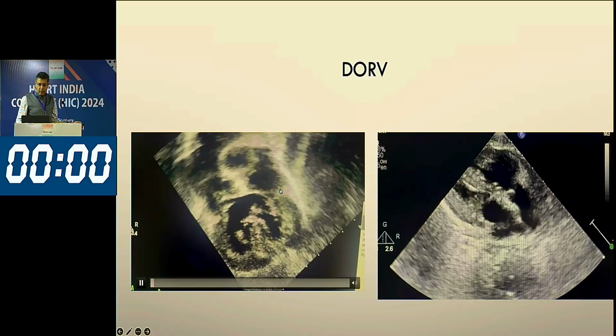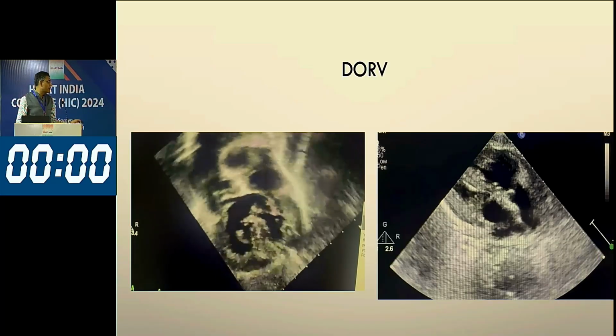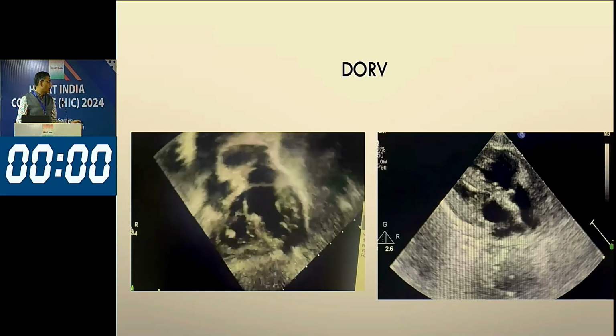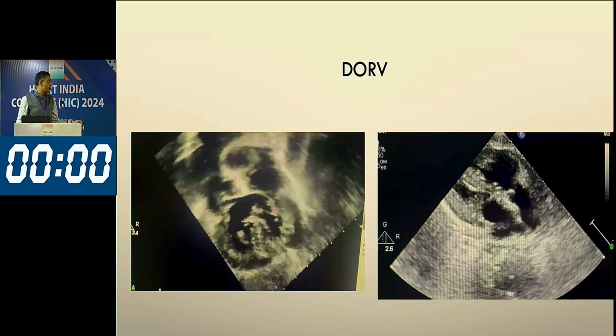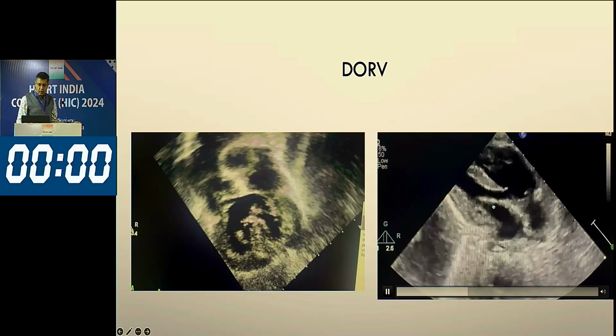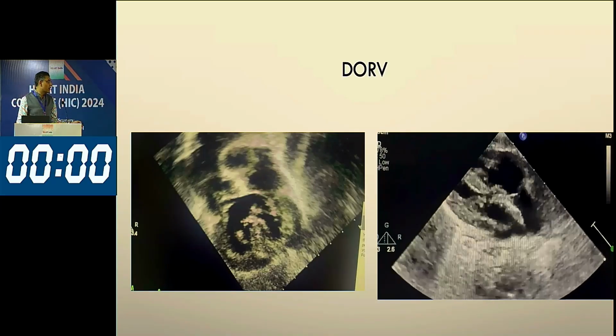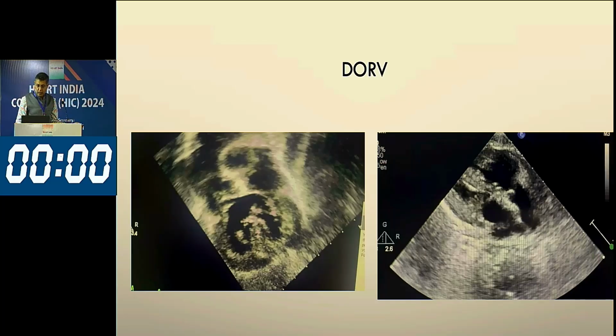Again, another form of DORV, with aortic override of more than 50%. Here, the aorta is 100% into the right ventricle in this cartoon. And we also have a smaller VSD here, with the aorta predominantly into the right ventricle.